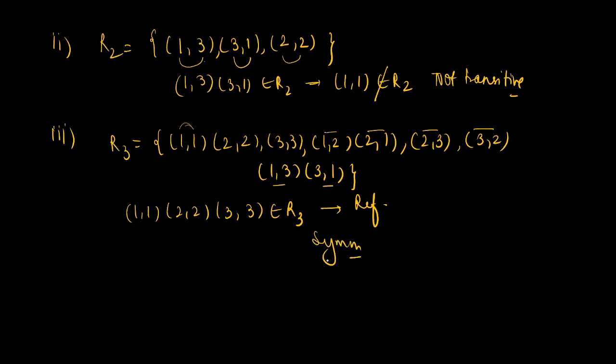Now for transitive, we can take any two ordered pairs. Suppose this time I'm taking two ordered pairs, (2, 1) and (1, 2). So (2, 2) also belongs to R3. Similarly, we can take any two elements and check for (A, C). So (A, C) will also be there. So that means it is my transitive relation also.